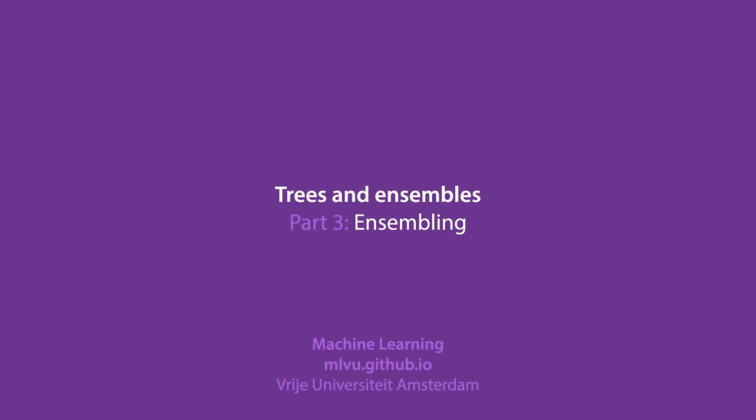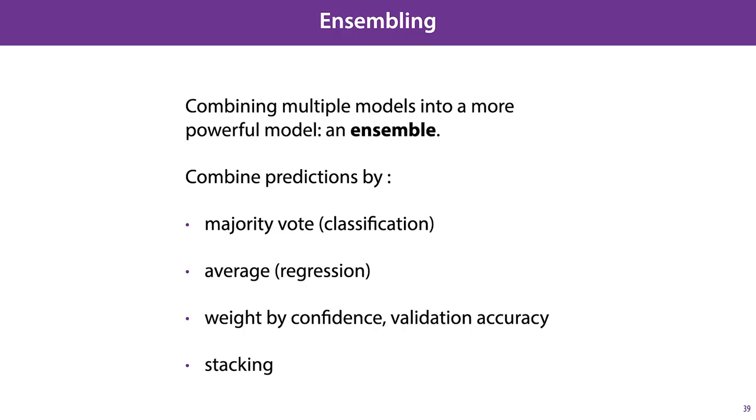Ensembling is the business of combining multiple models into one. The hope is that this gives you a model that is more than the sum of its parts. We're introducing it here in the context of tree models, and indeed, training ensembles of trees is a popular way of doing machine learning. But it's important to note that ensembling can be done with any kind of model. The collection of models that you train is called the ensemble.